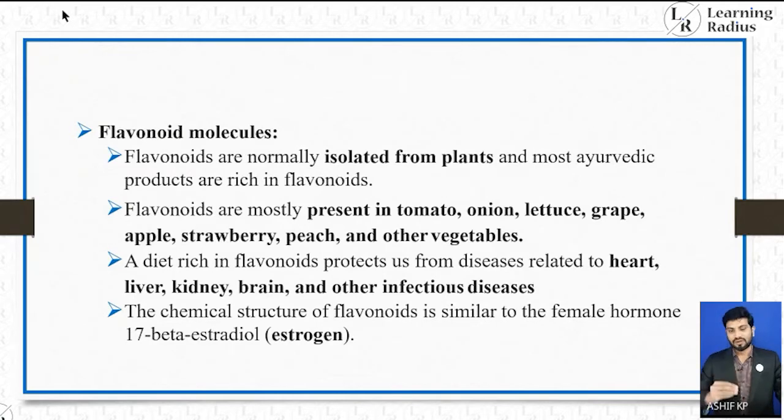And what are flavonoid molecules? Flavonoids are normally isolated from plants, and most Ayurvedic products are rich in flavonoids. Flavonoids are mostly present in tomato, onion, lettuce, grape, apple, strawberry, peach, and other vegetables. A diet rich in flavonoids protects us from diseases related to heart, liver, kidney, brain, and other infectious diseases. The chemical structure of flavonoids is similar to the female hormone 17-beta estradiol estrogen.